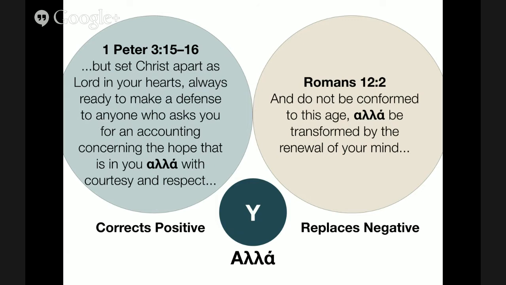Romans 12:2 is an example of a negative proposition that precedes alla. Do not be conformed to this age, alla, instead or rather be transformed by the renewal of your mind. So here we see alla is taking something that was not a part of the preceding set, which is whatever you might do, you know, to make the defense, or instead of being conformed, you were doing this other thing, which is this being transformed.